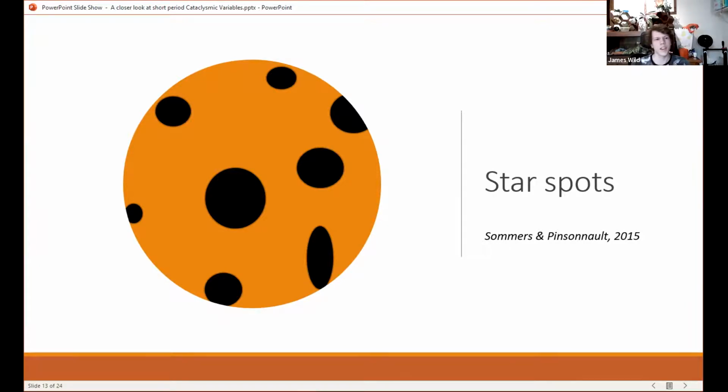Wait, sorry, I forgot to say. We added these spots into MESA and we ran those models again. And it turns out that a coverage fraction of 40% pretty much gives us the equilibrium radius that we're after. So let's just take those and plug them into the CV models.